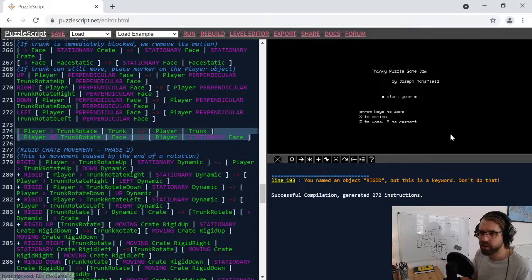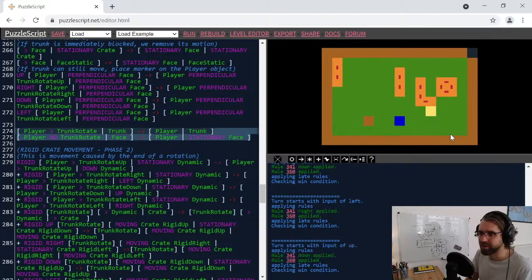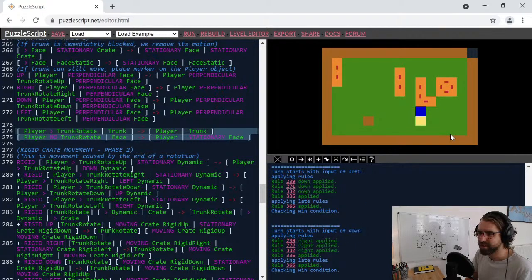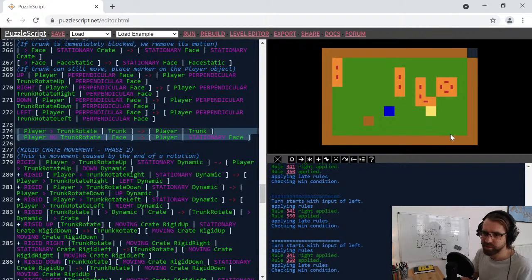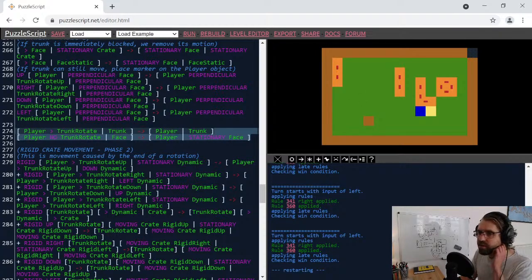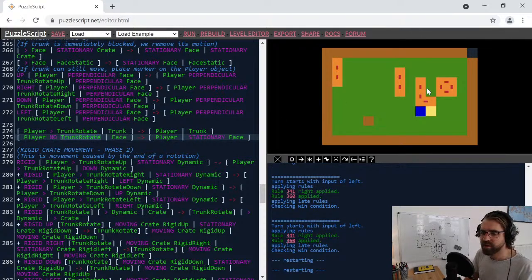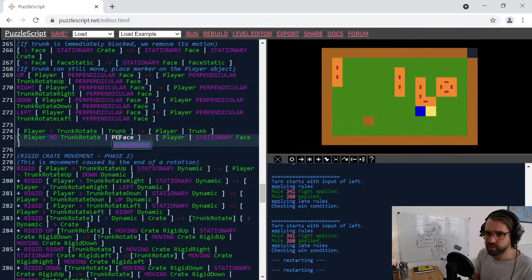And then what was the problem with that? The problem with that is I just immediately lost my trunk. I can rotate with it, but I can also just leave it immediately. I know rotate. Right, because that's not the situation. That's way too specific. If there's a player and no trunk rotate, if the face is perpendicular, that's what I want. Perpendicular.